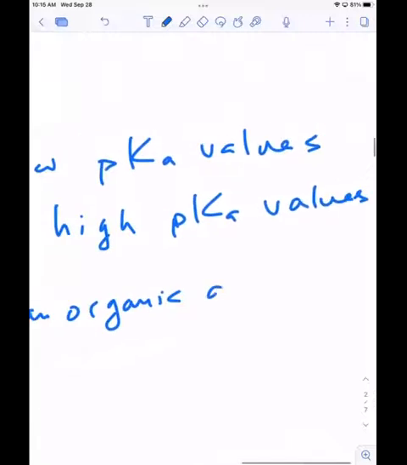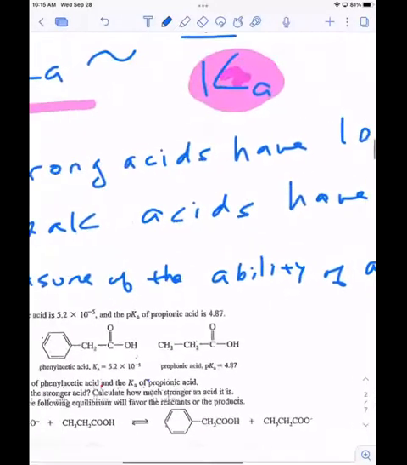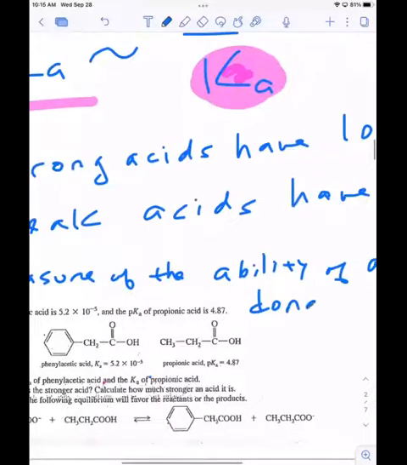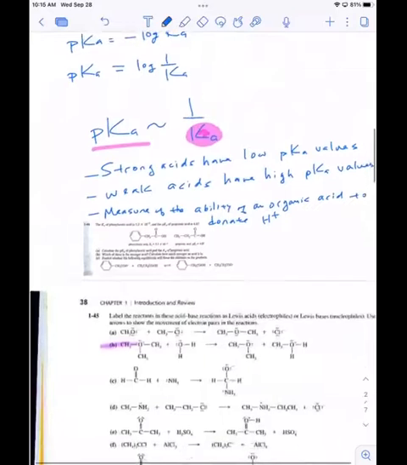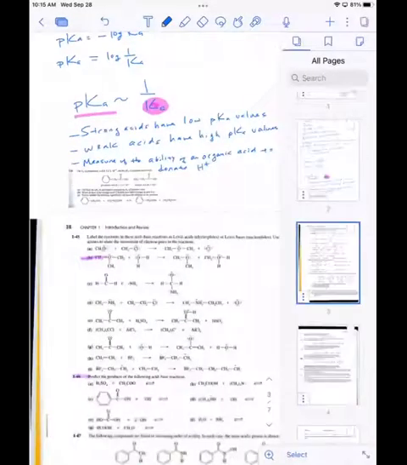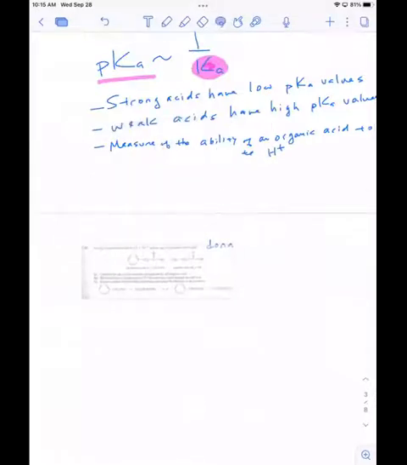So organic acid to donate H plus. Right. So that's what we're measuring. The ability of an organic acid to give up H plus, just like a Bronsted acid gives up H plus. Let me add a page because I want to use this example to kind of illustrate what pKa, what we can tell from pKa.